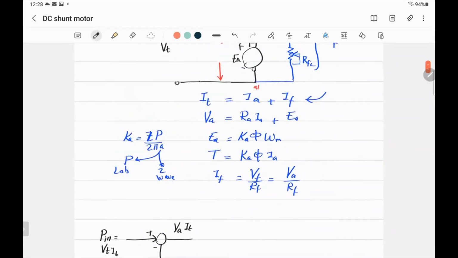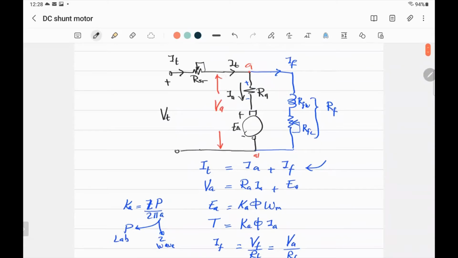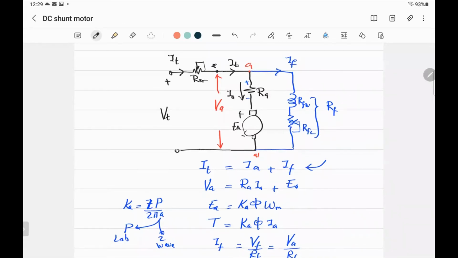All right. So let me call this point, for example, point X. From point X onward, all the power is going to supply two things in this shunt motor. What are they going to supply? The armature, and the other part goes to the field, yes. So all the power will go into the armature and the field.